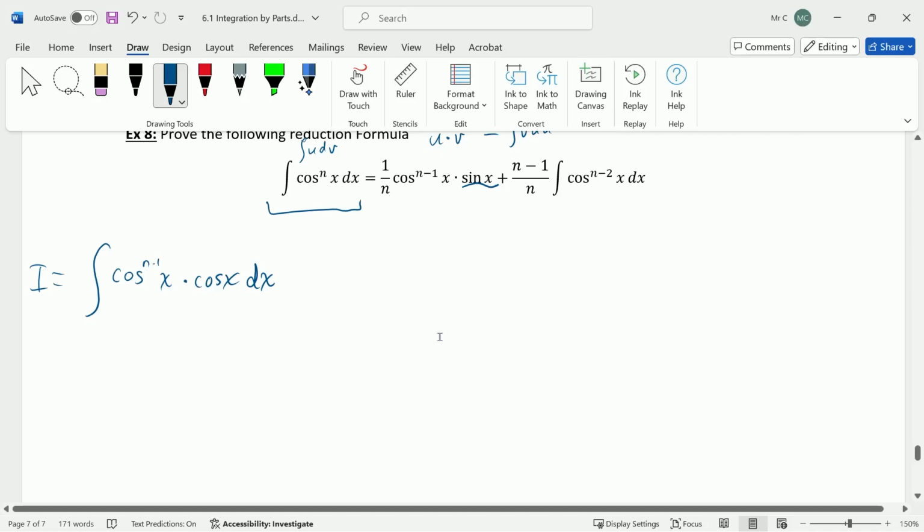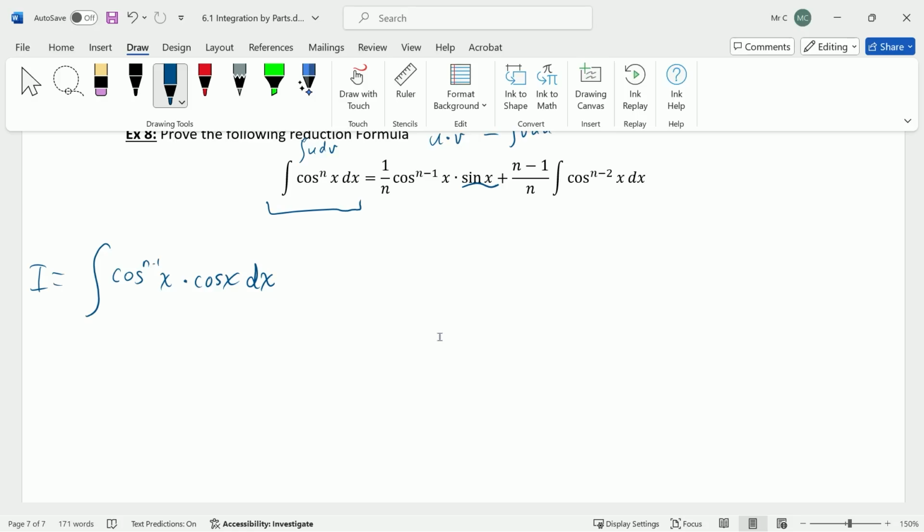Okay, so this is a pretty tough one. We've figured out the trickiest part, but the rest of it is still a little challenging to work out. So if you need a moment to take a sip of water, now's a good point to pause. All right, here we go. I've identified that, hey, u is going to be cosine to the n minus 1 power x, and dv is going to be cosine of x dx.